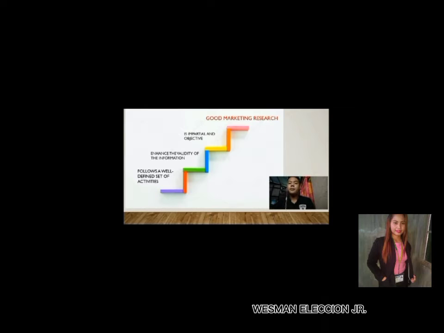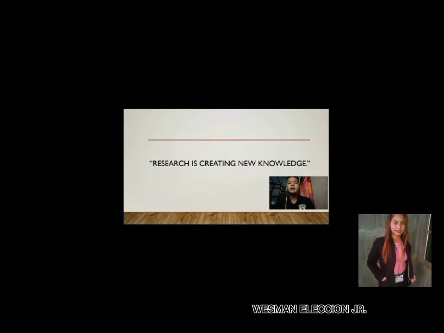Last is impartial and objective. It does not prejudge the information or develop answers to fit an already decided outcome. Rather, it enhances good decision making. So, by following the 3 steps, you can create a good market research. And I believe that research is creating new knowledge. So far for that, the next reporter will discuss the market research process.